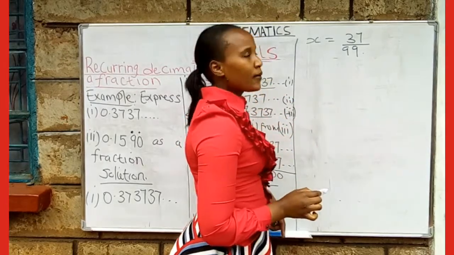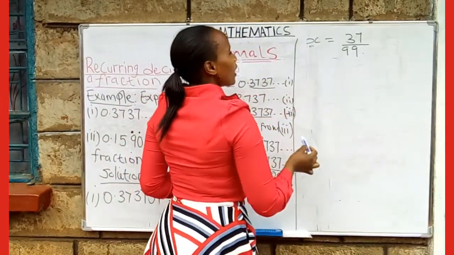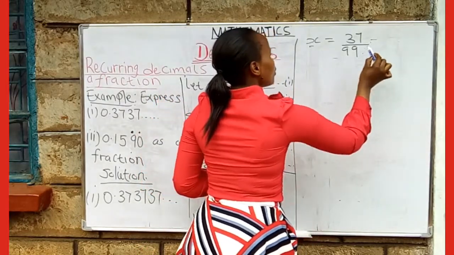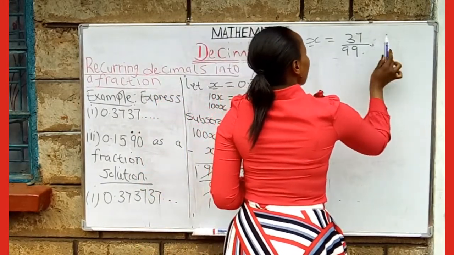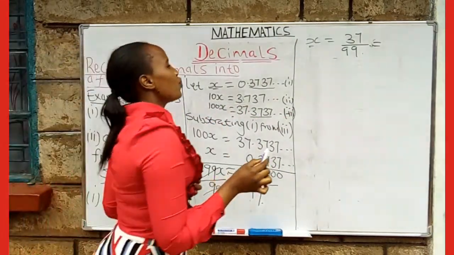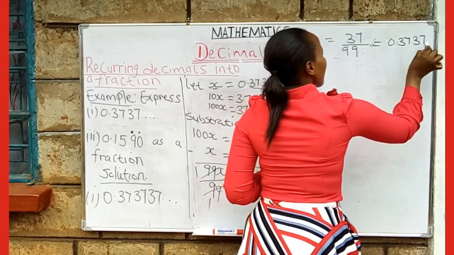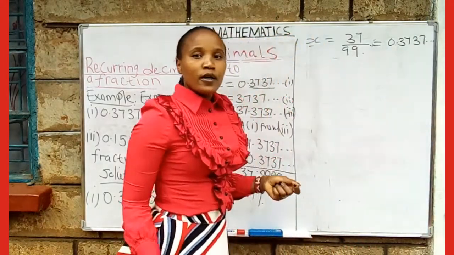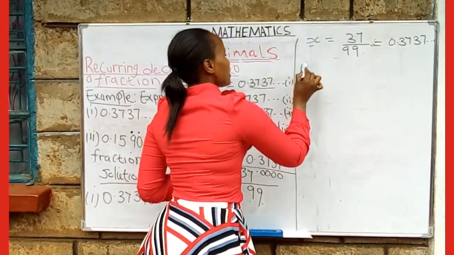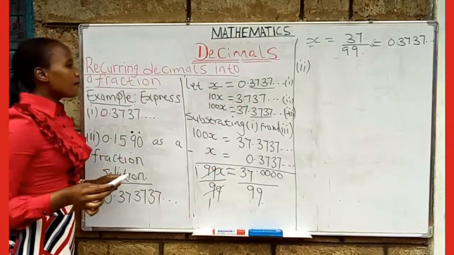When you divide by 99, they cancel, and you are left with x as 37/99. So that is the value of x, and this is the fraction that is equivalent to this recurring decimal, which is 0.3737 and so on. Right? Let us look at equation 2. So we do the same.